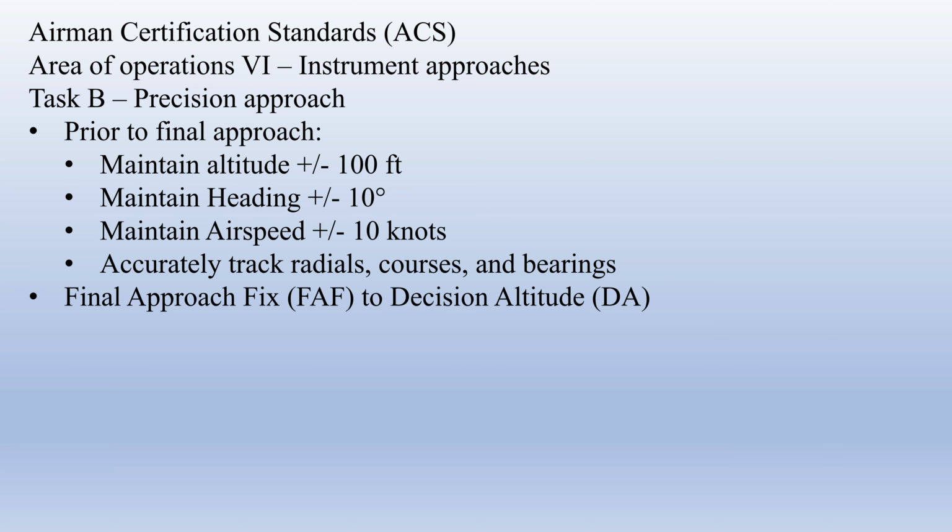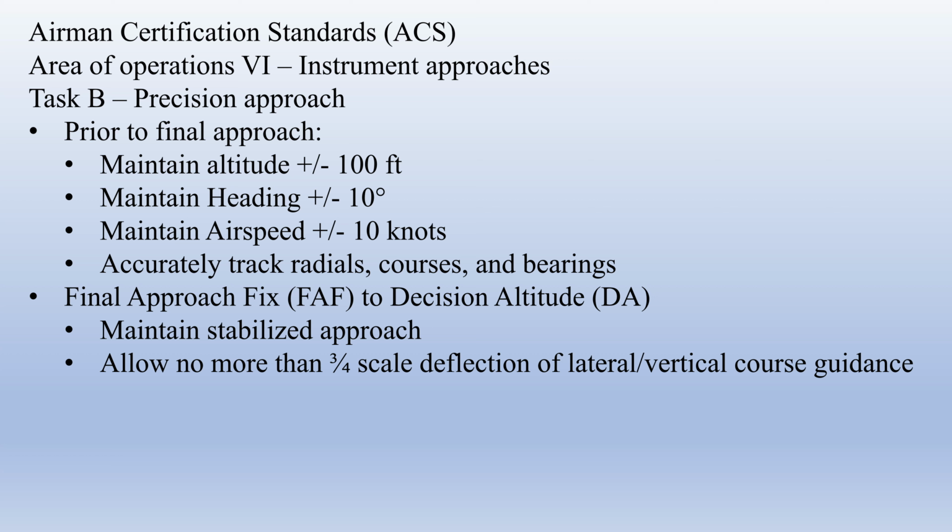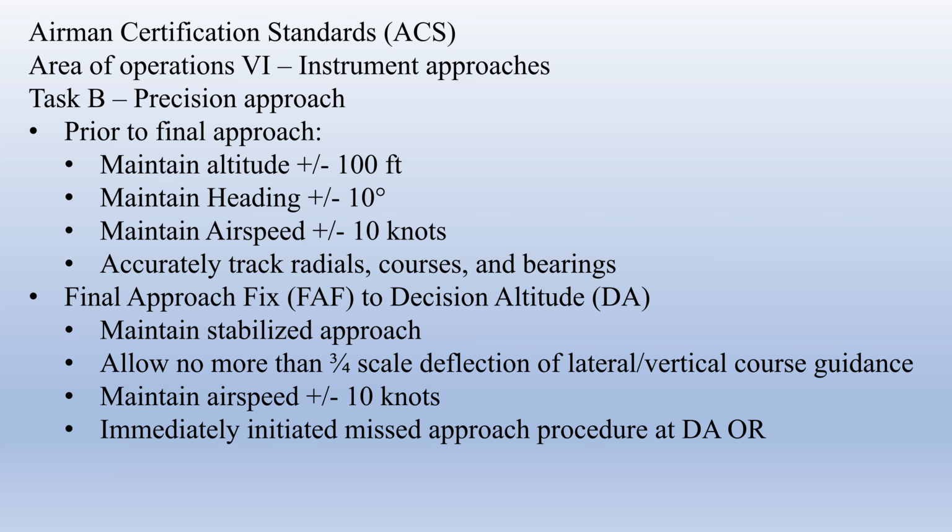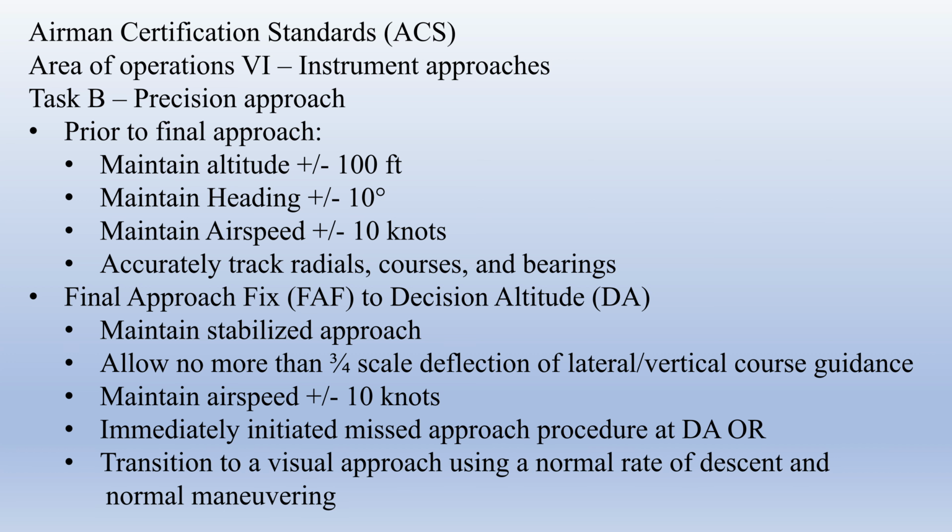And then from the final approach fix to the decision altitude, the standards are that you're able to maintain a stabilized approach. They don't want to see an excessive rate of descent to catch the glide slope. You need to be able to allow no more than 3/4 scale deflection of the lateral or vertical course guidance, in this case, the localizer or the glide slope. Maintain your airspeed plus or minus 10 knots, and then immediately initiate the missed approach procedure at your decision altitude if you don't have a visual, or transition to a visual approach using a normal rate of descent and normal maneuvering, which is, again, a little bit different. About the only thing that's different between this and a normal ILS approach is that transition to the visual and the maneuver to the landing.